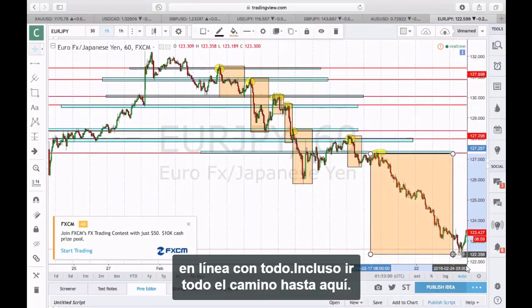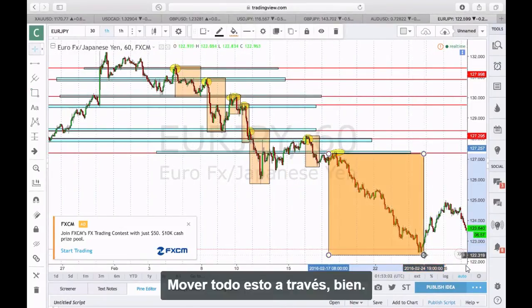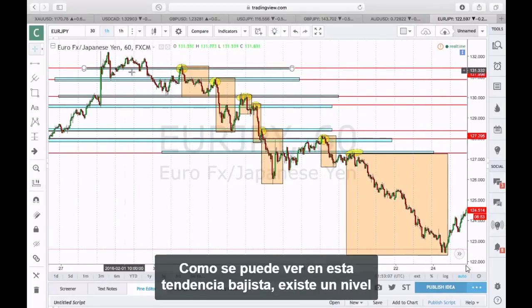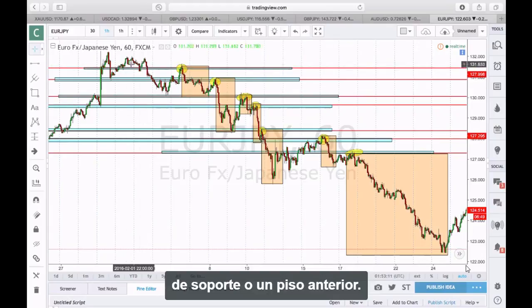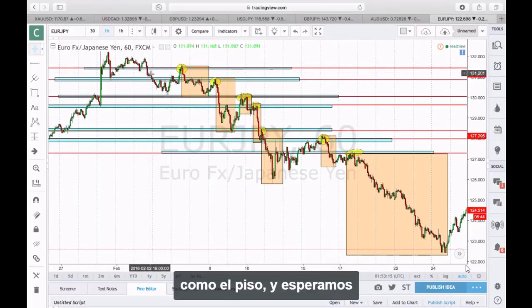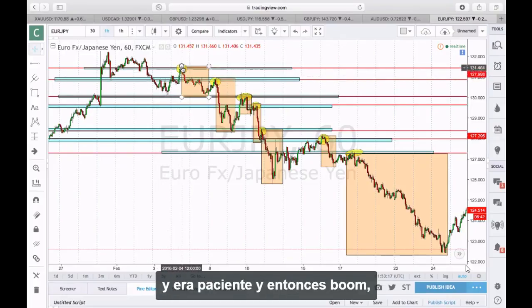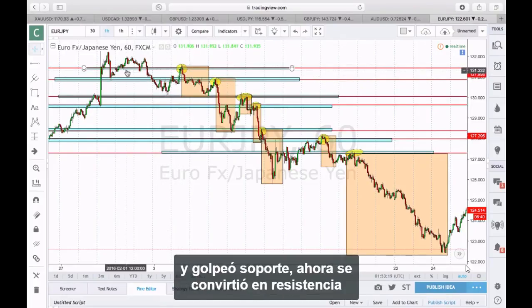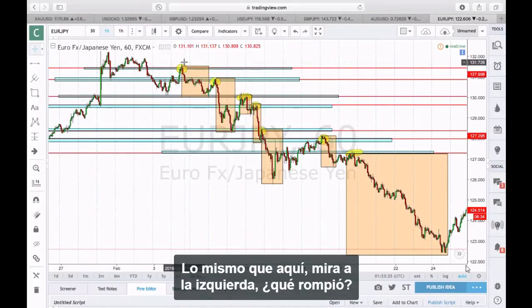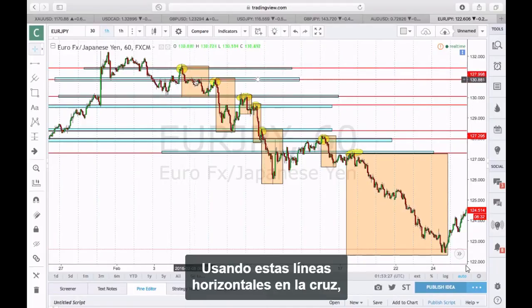Even just going all the way down here, all right, move this all the way across. So look at these pullbacks. As you can see, for this downtrend, there is a level of support or a previous floor. Price broke support, aka the floor, and we waited and were patient, and then boom, it hit. Support now became resistance. The floor now became the ceiling. Same thing over here. Look to the left. What did it break?